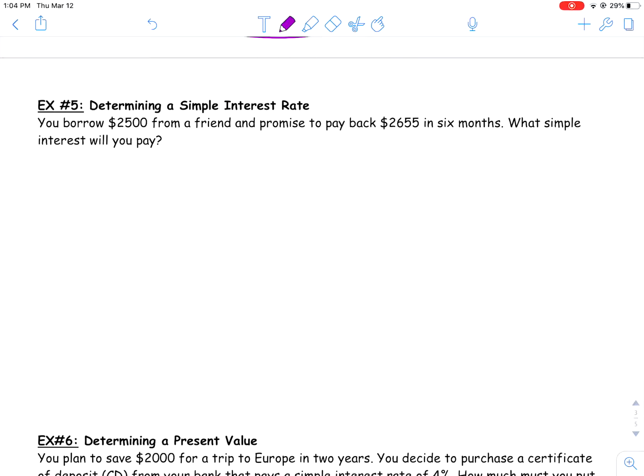Example number 5 says you borrow $2,500 from a friend and you promise to pay back $2,655 in 6 months. What simple interest does that really amount to? Okay, so we end up having a future value and a principal amount. And so what we can end up doing is actually using that formula backwards to figure out what our simple interest is. Let me show you.